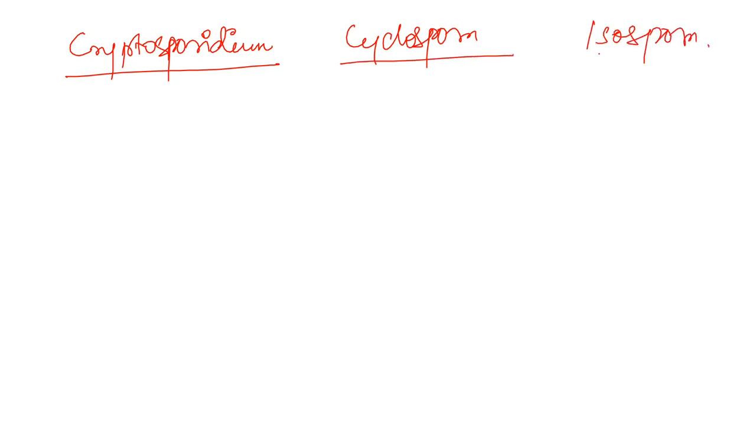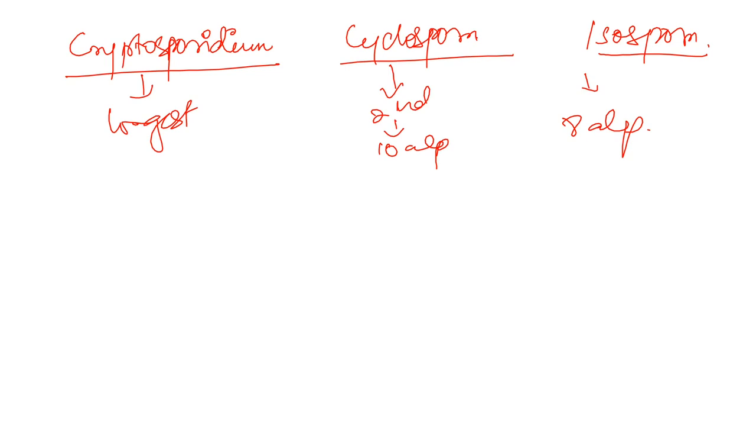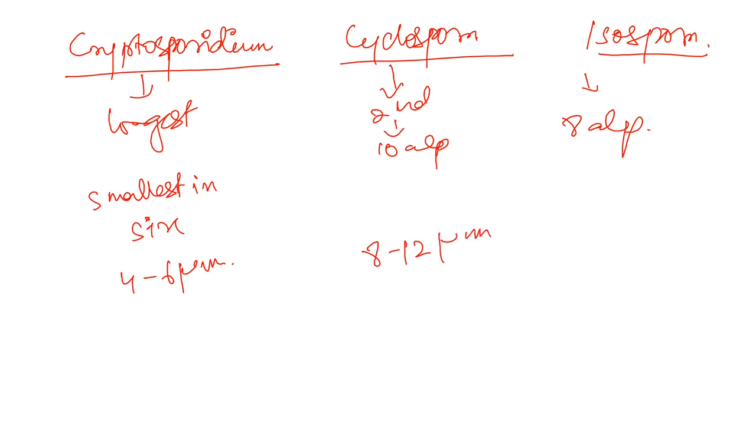Okay, see, this is the longest word here, and this is second and this is third. 1 2 3 4 5 6 7 8 9 10 alphabets are there. Here 8 alphabets are there. So this Cryptosporidium with the longest name is the smallest in size. What is its size? 4 to 6 micrometer. And what is the size of Cyclospora? 8 to 12 micrometer. And the size of Isospora? 23 to 36 micrometer.